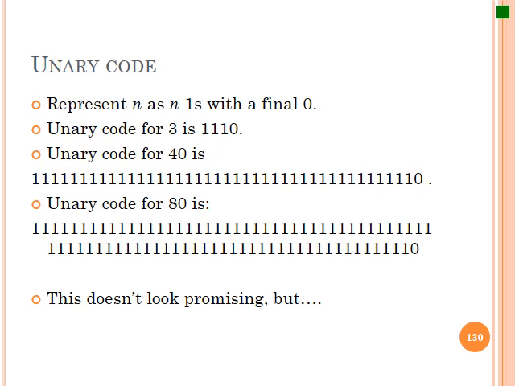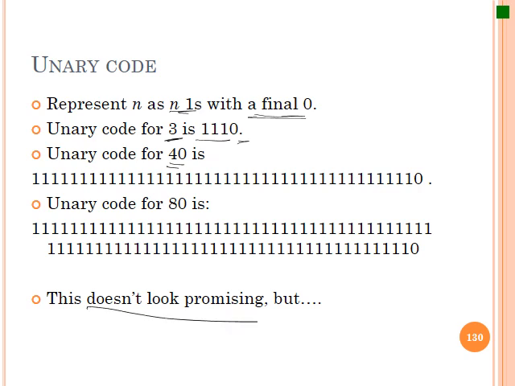Okay, unary code. Unary code basically means that you represent n as n ones with a final 0. So if you have 3, you will represent 3 as 3 ones and then 1 zero. This is a very simple way of converting an integer into binary numbers. For example, unary code for 40 will be 40 ones followed by 1 zero. Unary code for 80 will be 80 ones followed by 1 zero.